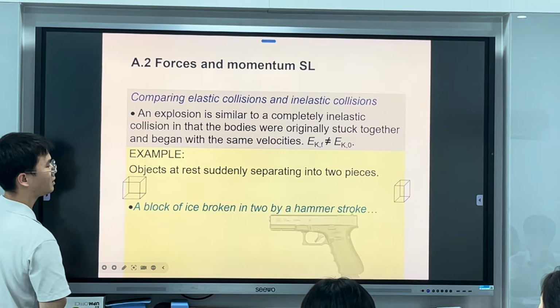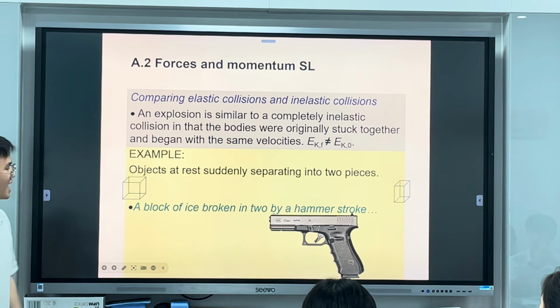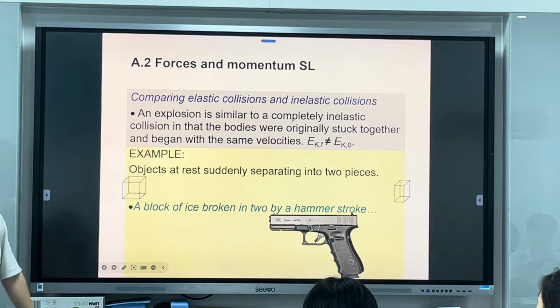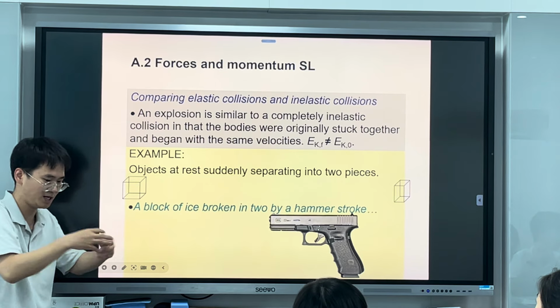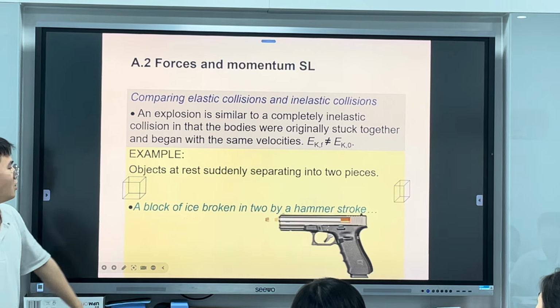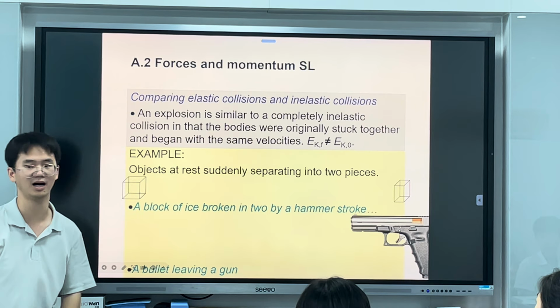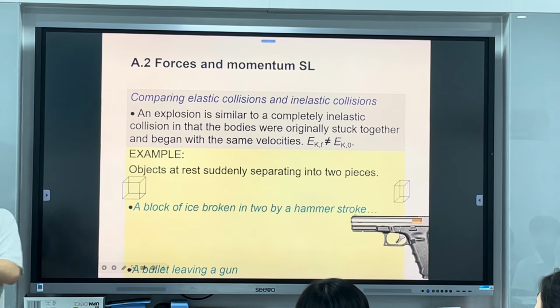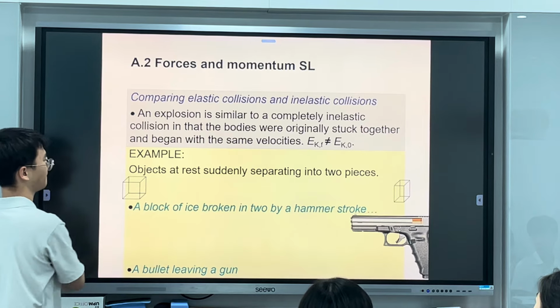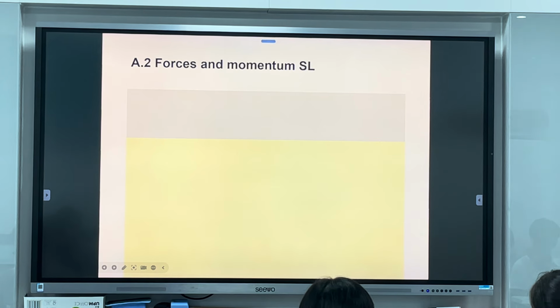Or like a piece of ice broken into two by a hammer stroke. You use a hammer stroke and it breaks. Or in this case, a bullet leaving a gun, right? The gun will move backwards, the bullet will move forward.